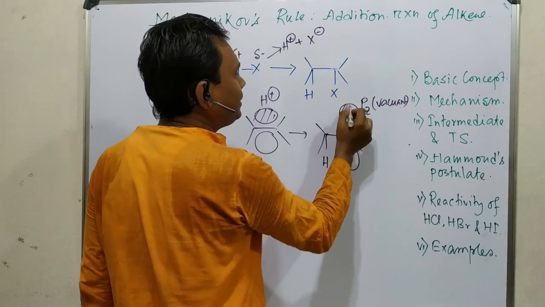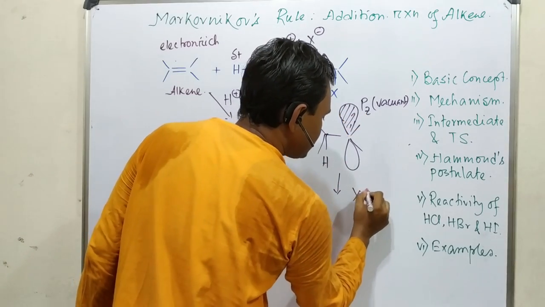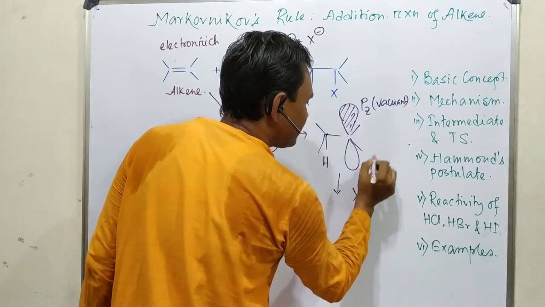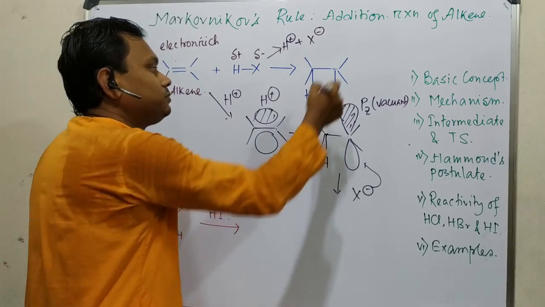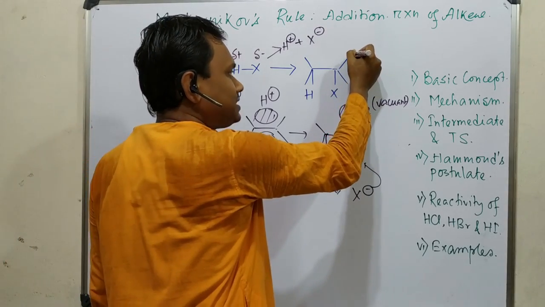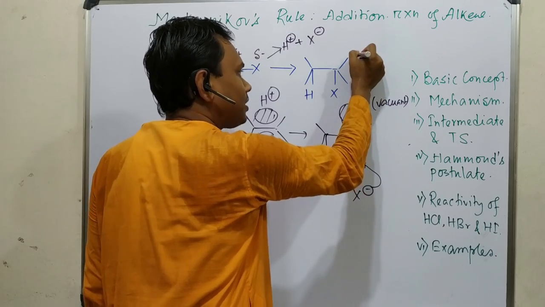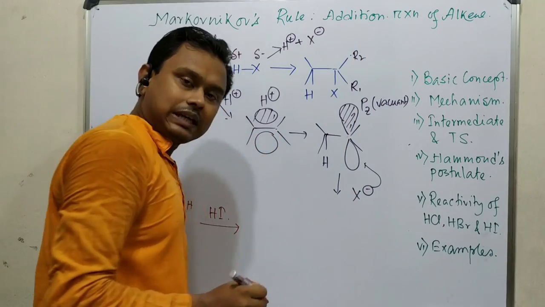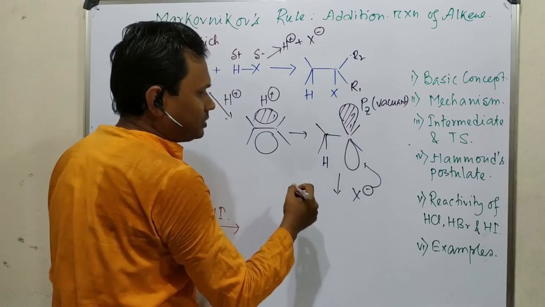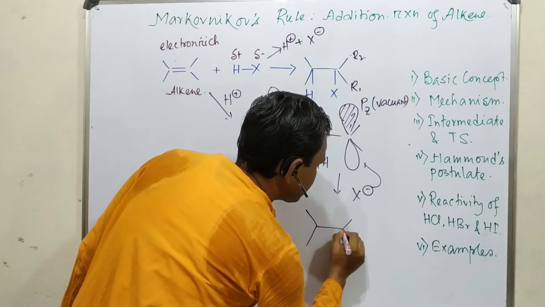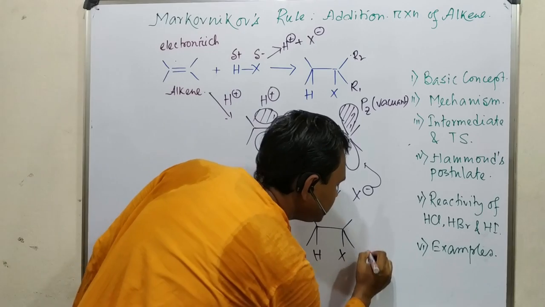So what can happen? In the next step, the nucleophile, meaning X minus, can attack. Both sides have equal probability, so don't expect that it will be a stereocenter. Because if this were different, for example, this is R1 and this is R2, then you can expect an asymmetric center. But it will ultimately be a racemic mixture. This X, this is H. It will be racemic.